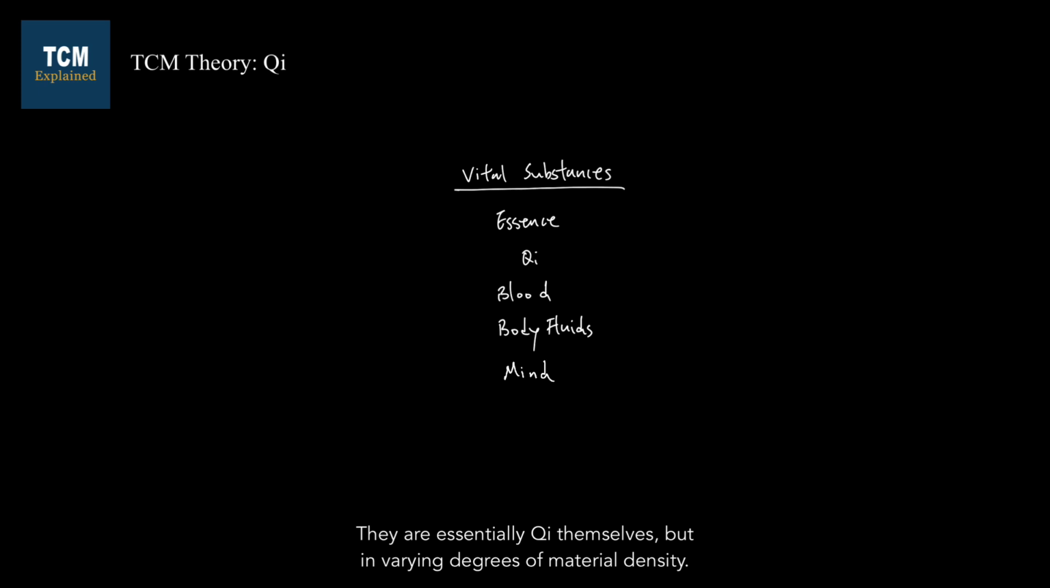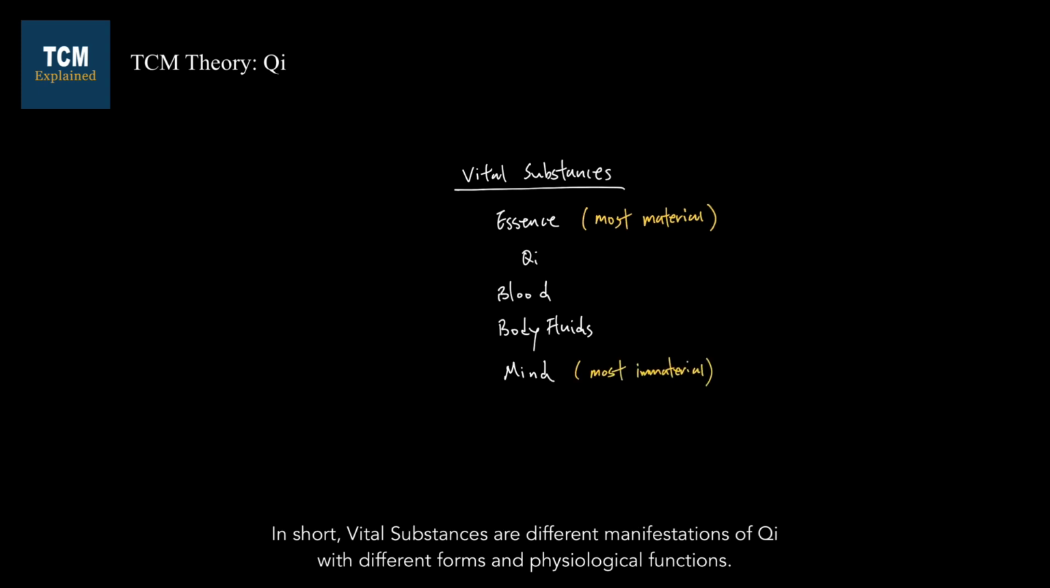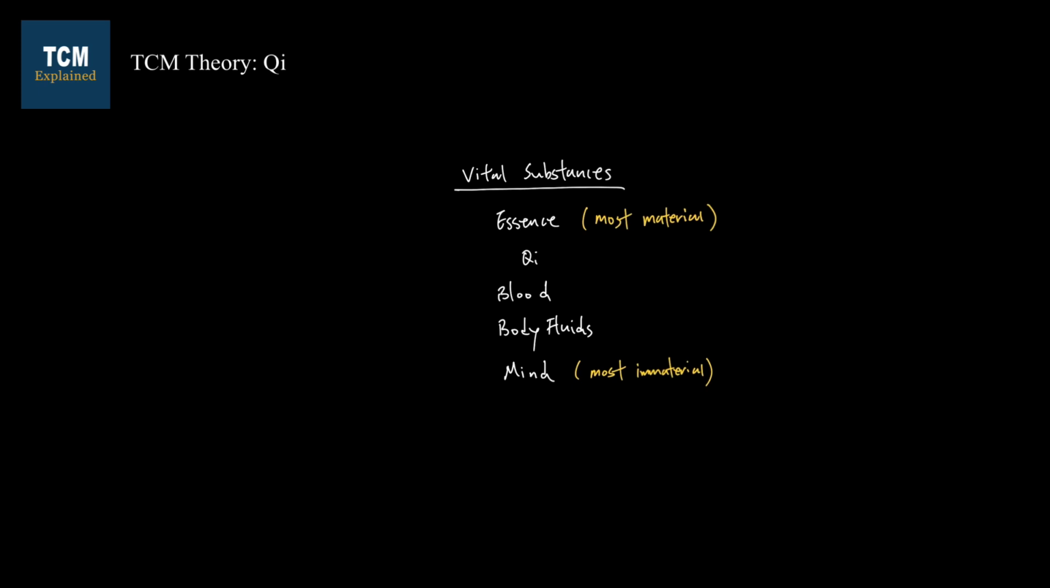They are essentially Qi themselves, but in varying degrees of material density. For example, essence is the most material form of Qi, whereas mind is the most immaterial form of Qi. In short, vital substances are different manifestations of Qi with different forms and physiological functions. Here, we can see that one of the vital substances is actually Qi. This Qi represents all kinds of other Qi that is responsible for certain physiological functions.